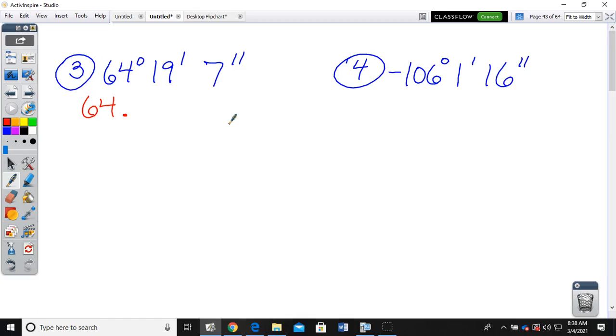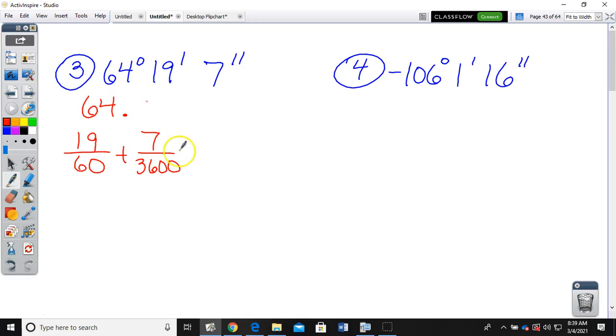Take your minutes, and we do the reverse. Rather than multiplying by 60, we are going to divide by 60, plus the seconds. A lot of people think you divide by 60 again, but you actually divide by 3600, because to get the seconds, you actually multiply by 60 twice. So we have to divide by 60 twice, which is 3600. Put that in your calculator.